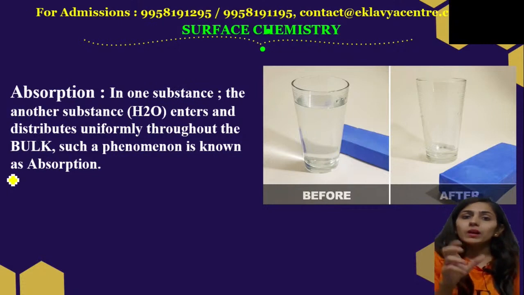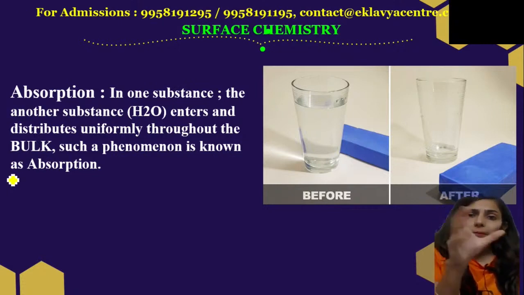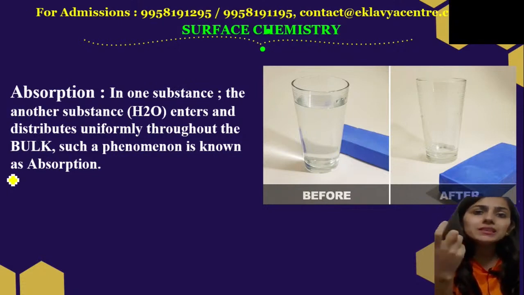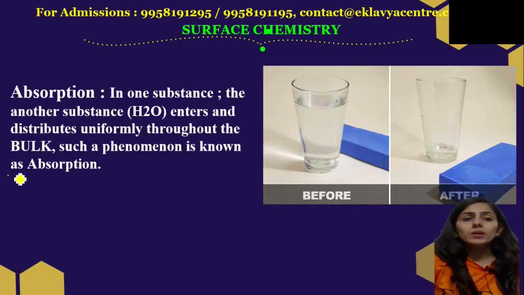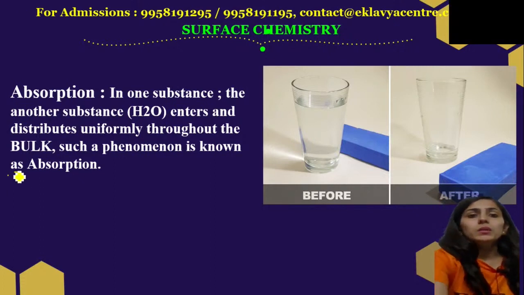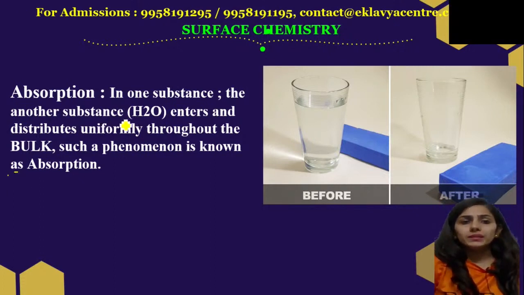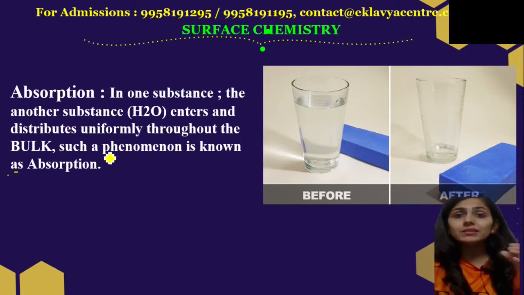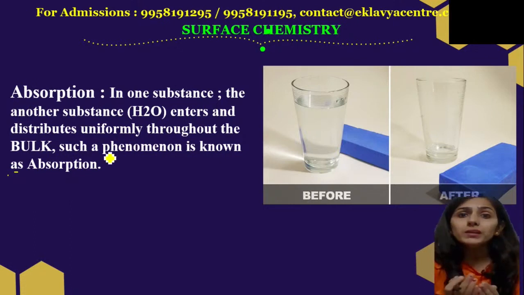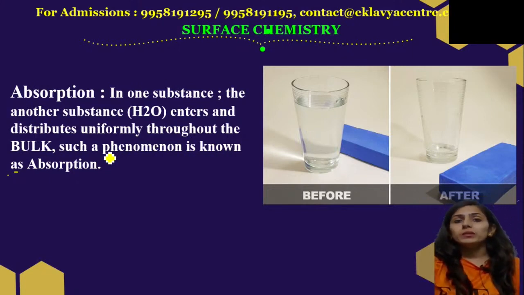You can see the small sponge is full of water. Now if you try to press the sponge with your hands, you will see that all the water will shrink out from the sponge. So what is absorption? In one substance, another substance, water, enters and distributes uniformly throughout the bulk. So here in the sponge, water gets distributed uniformly throughout the bulk. Remember one thing, absorption is a bulk phenomenon.